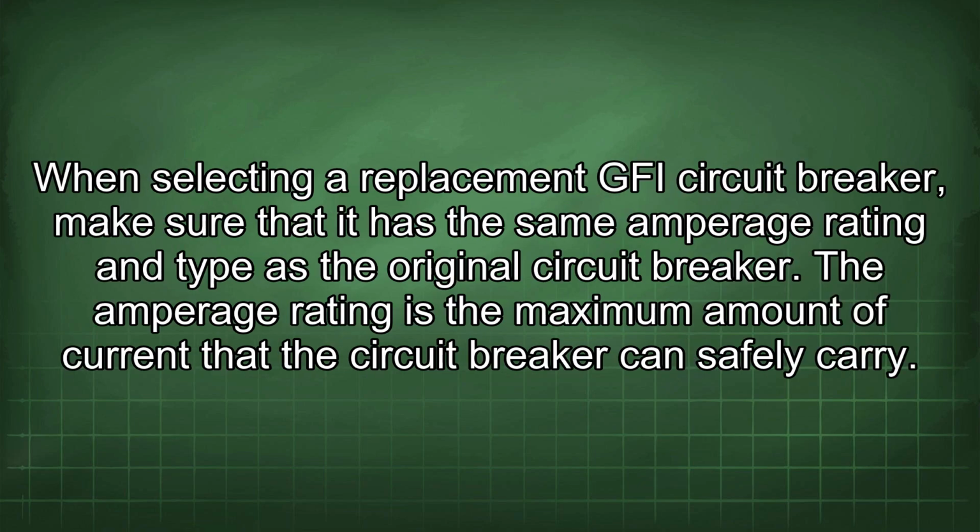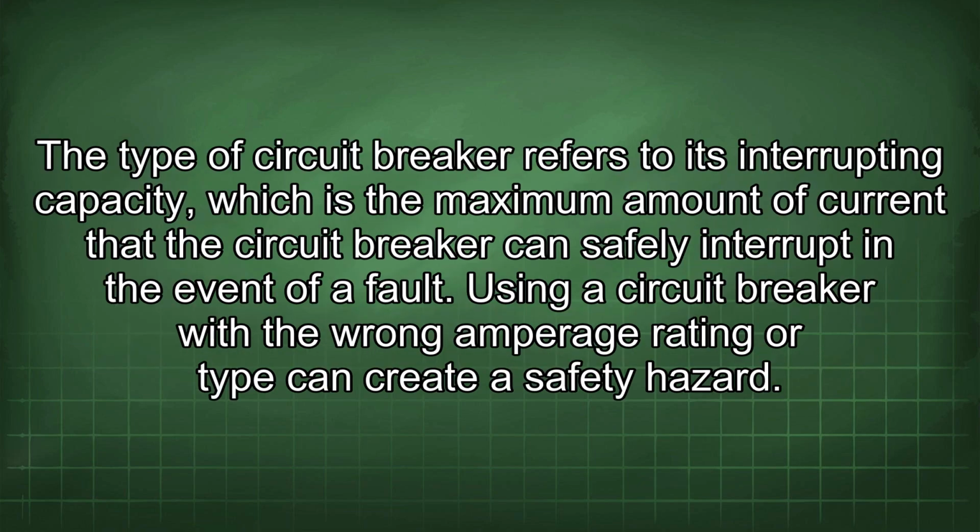When selecting a replacement GFI circuit breaker, make sure that it has the same amperage rating and type as the original circuit breaker. The amperage rating is the maximum amount of current that the circuit breaker can safely carry. The type of circuit breaker refers to its interrupting capacity, which is the maximum amount of current that the circuit breaker can safely interrupt in the event of a fault.